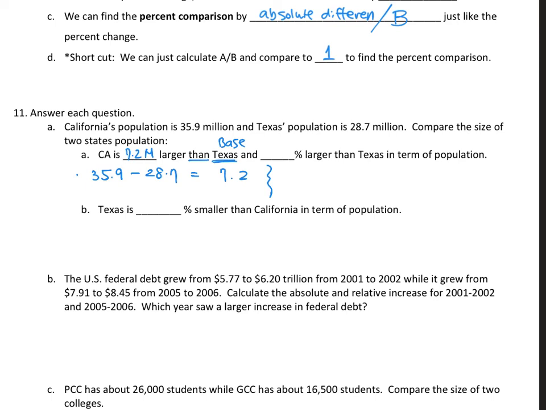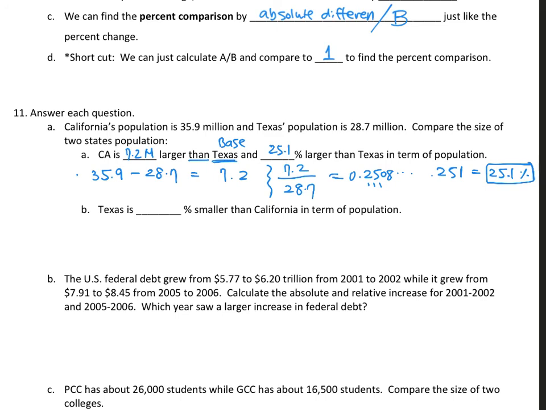So I'm looking at the difference, which is 7.2 divided by 28.7. When I calculate this out, I get 0.2508. Usually I'll do 3 digits, so I'm looking at 8, I'm going to go up. So 0.251, so 25.1%. So California is 25.1% larger than Texas in terms of population.